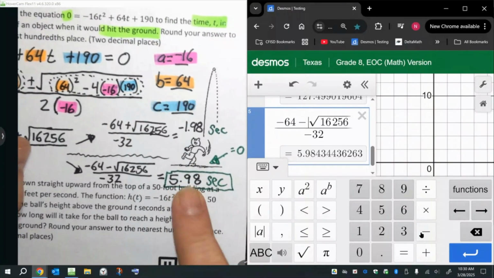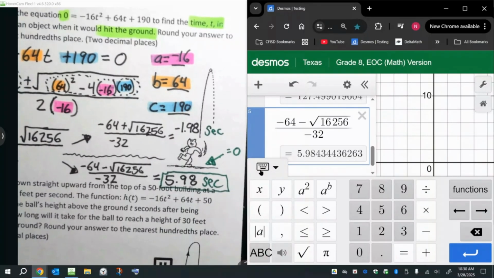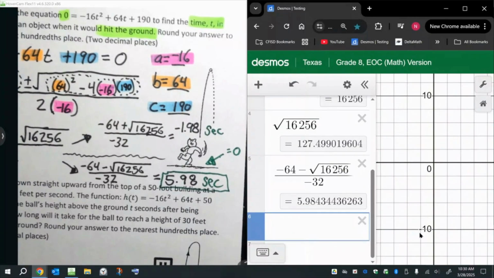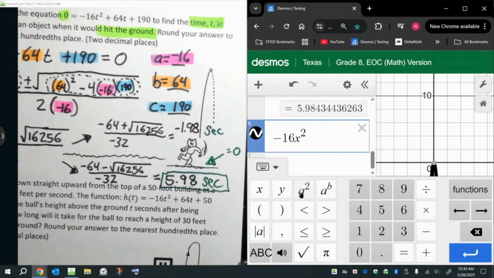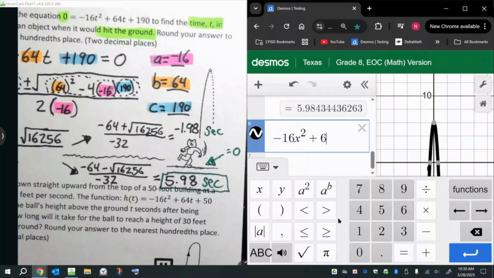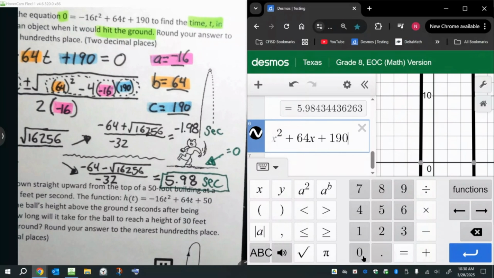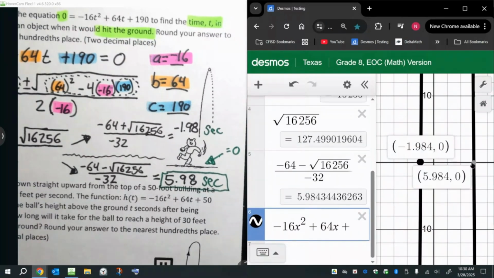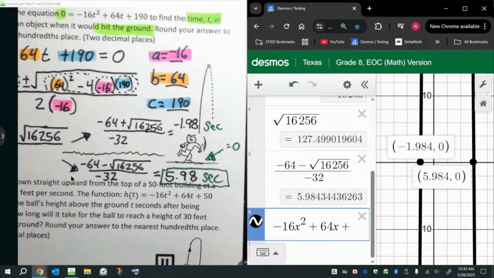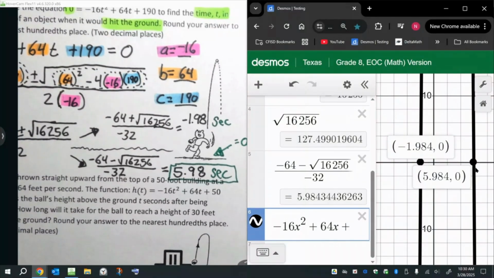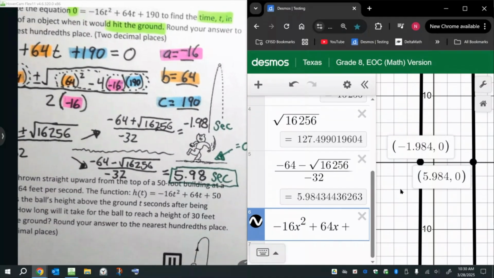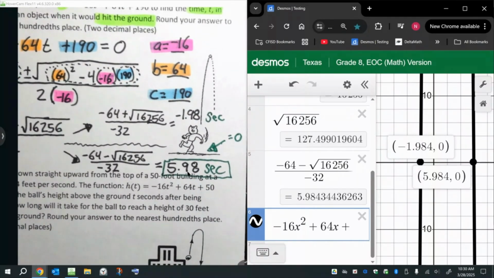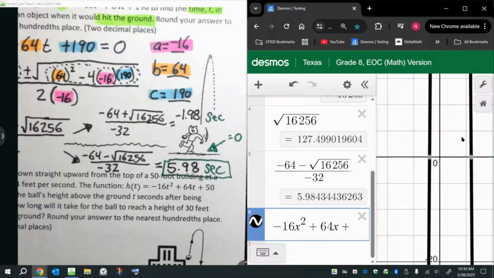and it's going to hit the ground at about 5.98 seconds. So let's graph this and see what we can come up with. So we have negative 16t squared, or x squared, plus 64x plus 190. And so I look and I determine, hey, look at that. There is my answer. So here's how you find it mathematically. We can also use some reasonableness to say this doesn't make any sense. And this does make sense because it does have a positive value. I can go up and I can hit the ground, come back down.